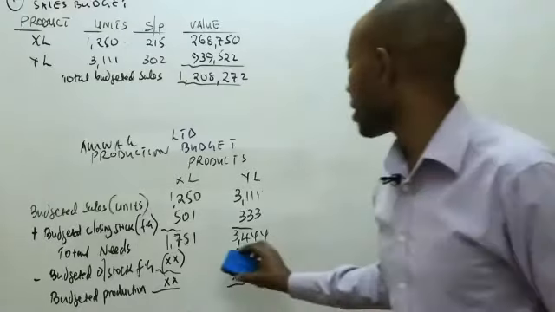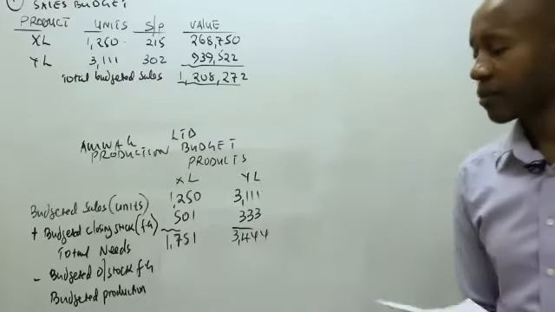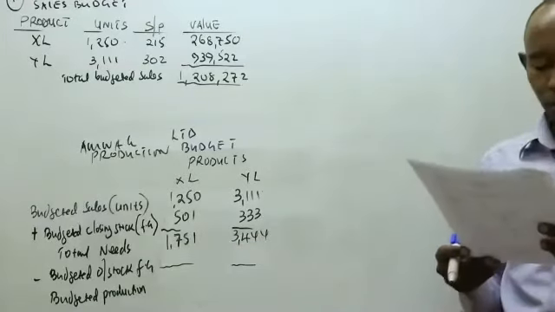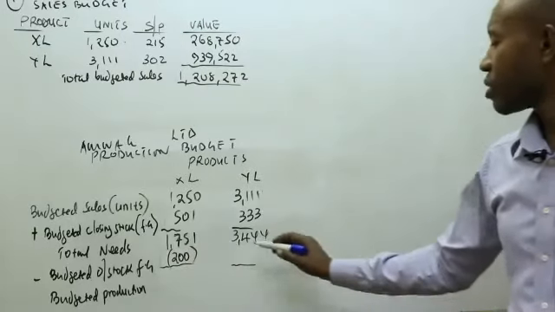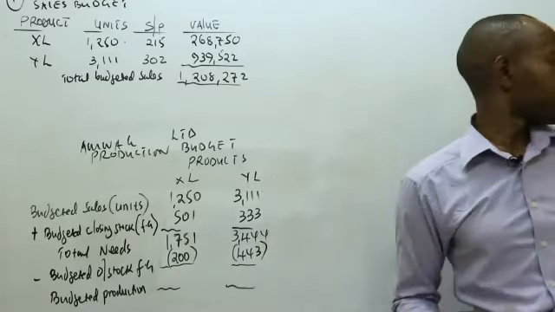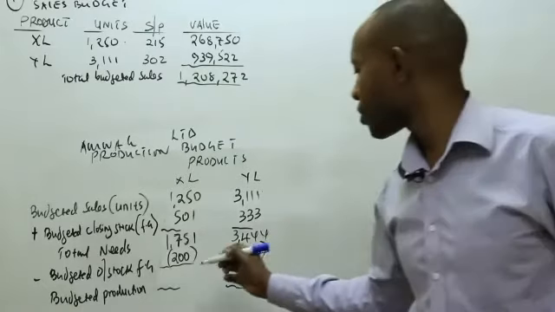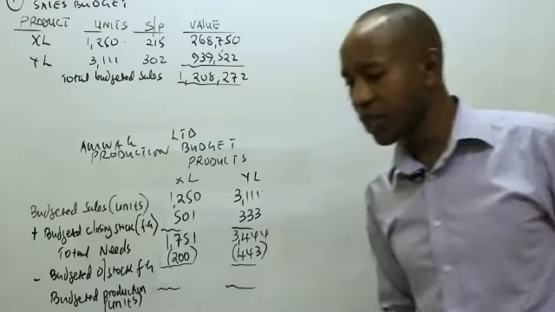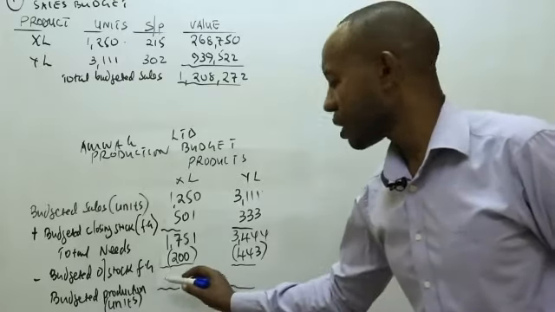Now let's subtract the budgeted opening stock. Budgeted opening stock, again of finished goods, will be 200 and the next one is 443. So what is 1751 minus 200? 1551, that is the budgeted production. It's always given in units, budgeted production in units. So this will be 1551.